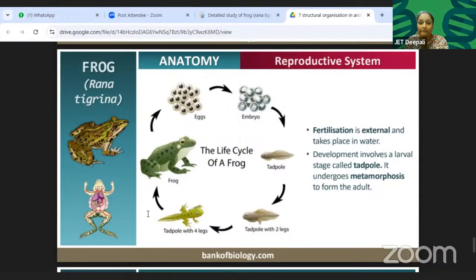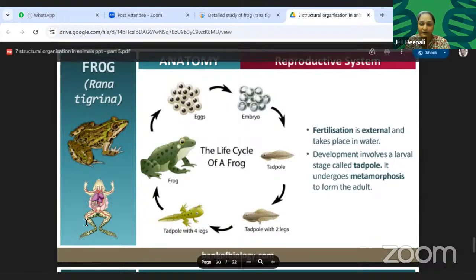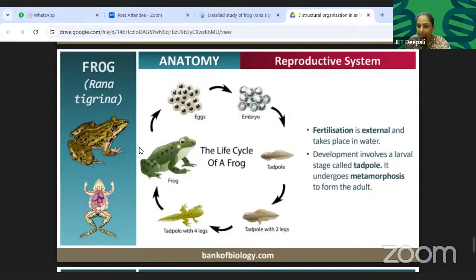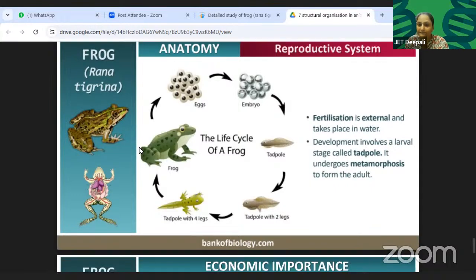Coming back to the topic, see, fertilization is external, and this is the normal life cycle of a frog, how a tadpole becomes a frog.